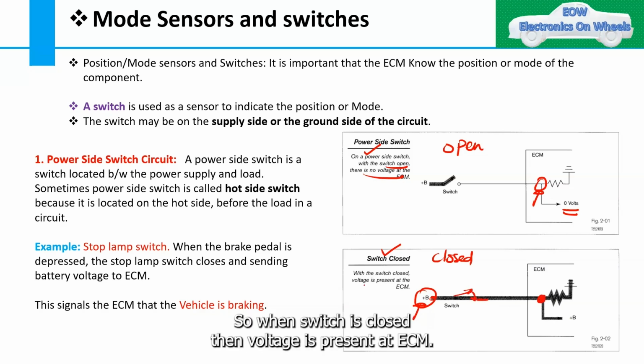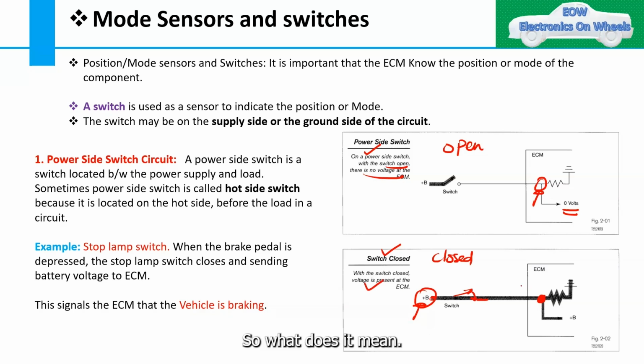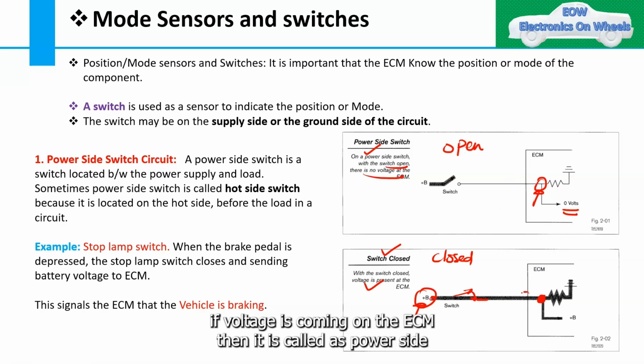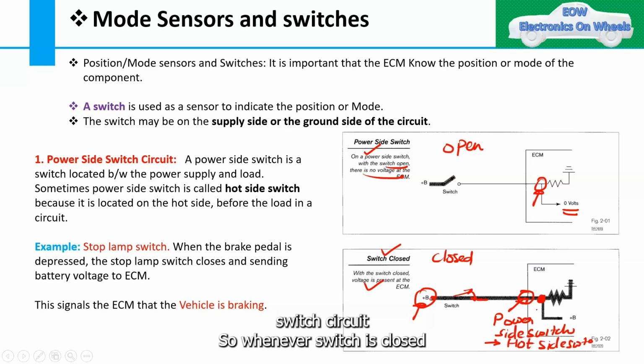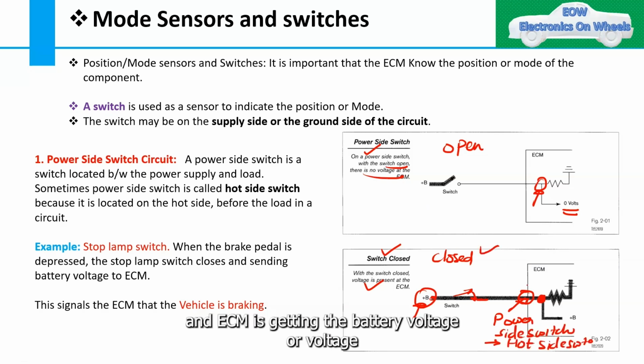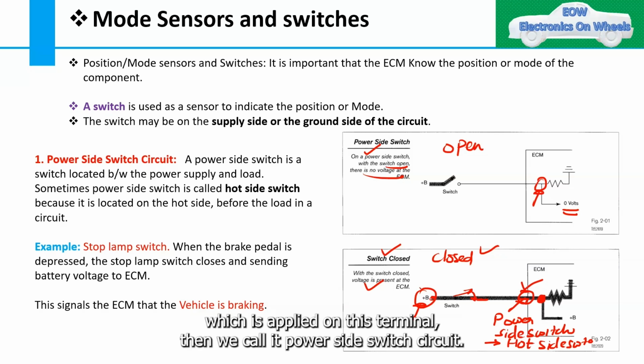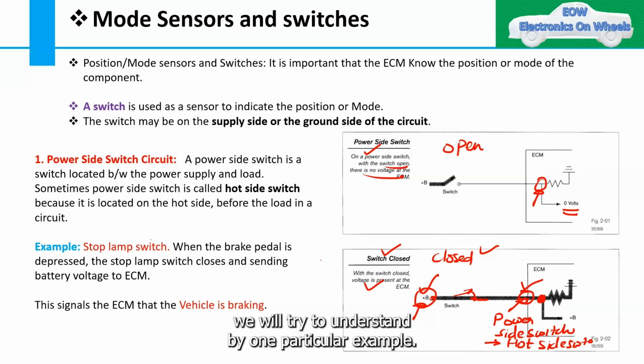So when the switch is closed, then voltage is present at the ECM. So what does it mean? Whenever the switch is closed and voltage is coming on the ECM, then it is called a power side switch circuit. Whenever the switch is closed and the ECM is getting the battery voltage or the voltage which is applied on this terminal, then we call it a power side switch circuit. We will try to understand by one particular example.